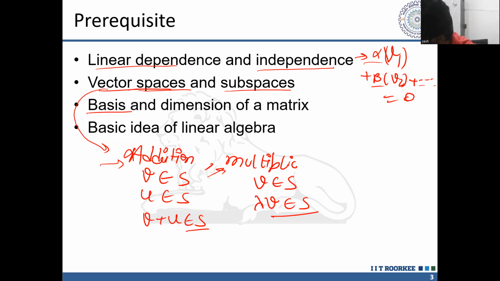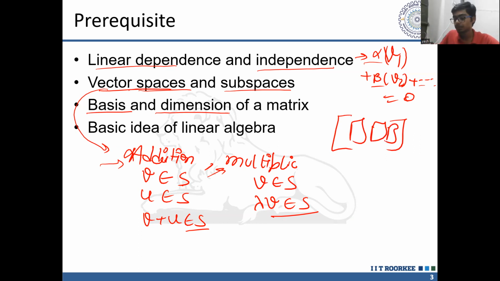Now, ideas about the basis and dimension of a matrix. The basis is the minimum number of vectors which are required to span the whole subspace. So it is minimum. I have enough of them, but not too many. We can understand this like that. And the basic idea of linear algebra.